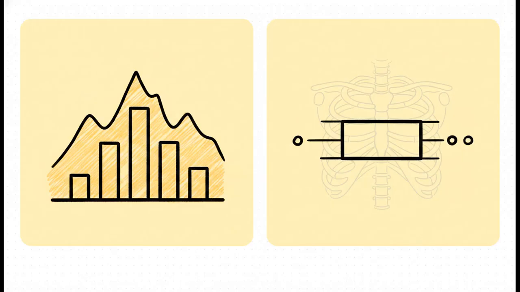Putting them head to head, our two lenses serve very different purposes. The histogram shows you the mountains and the valleys, right? The clusters and the gaps. The box plot, on the other hand, shows you the dense core, the true center, the spread, and any extreme outliers hiding on the fringes.